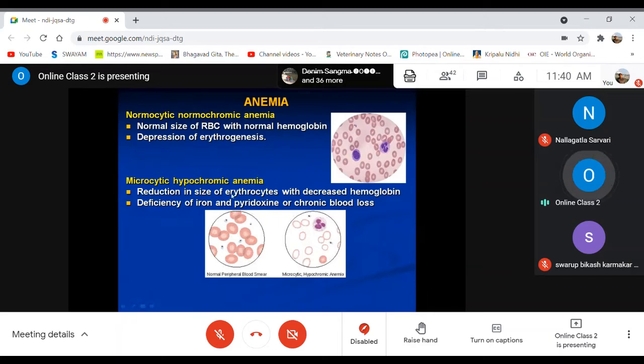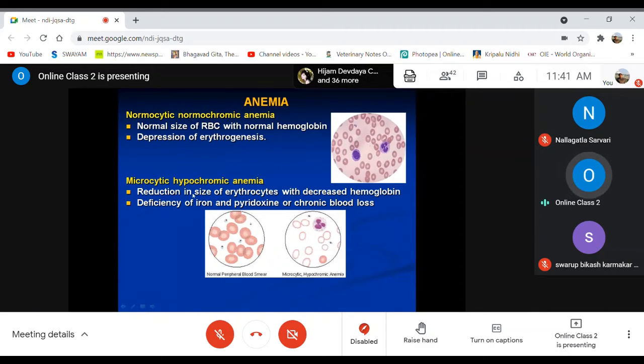Then normocytic normochromic anemia. The size of the RBCs is normal, as well as the concentration of the hemoglobin, but there is a reduction in the number of RBCs. It may be due to depression of erythrogenesis, meaning the developmental process of the RBCs is depressed or there is some defect.